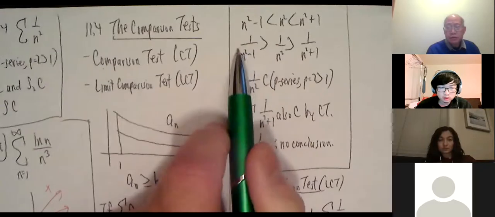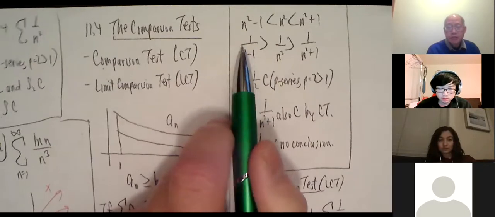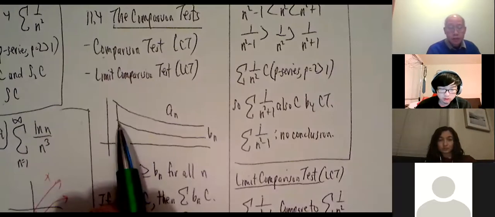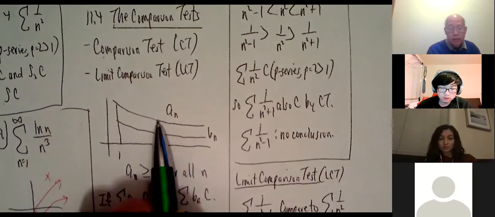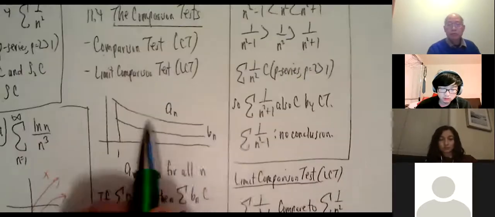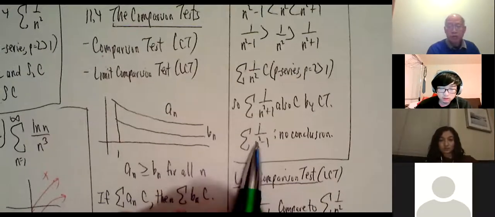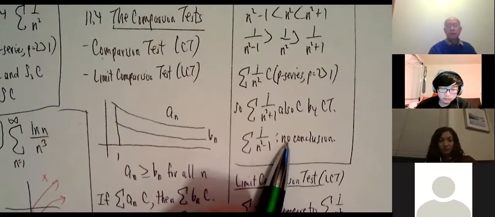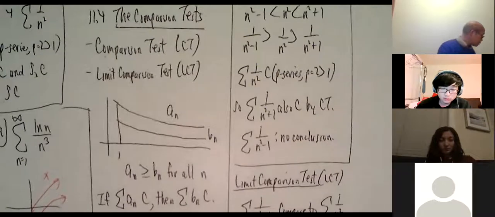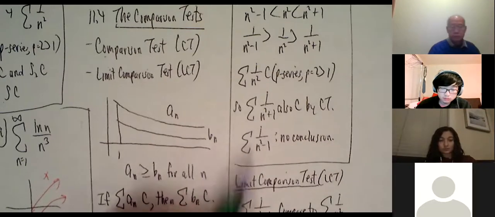But the bigger series, this is bigger than something which converges. Okay, so that's this picture. The smaller one converges. What does that mean about the bigger one? Don't know. It might converge, it might diverge. Right? So summation of 1 over n squared minus 1, no conclusion by the comparison test. Okay? So that's what we have so far.